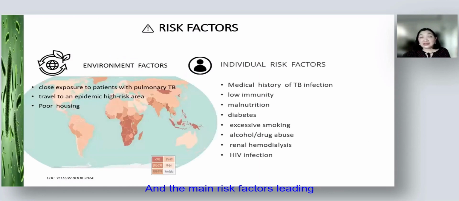And the main risk factors leading to female genital tract tuberculosis are influenced by one's geographic location, with close exposure to patients with pulmonary TB, residents and travel to high endemic countries with high-risk regions like Africa and Southeast Asia, where the Philippines is, unfortunately. Individual factors include a previous medical history of TB infection, malnutrition, medical comorbidities, and HIV infection, which has a risk of disease progression of about 8 to 10% of patients who are not on antiretroviral therapy.